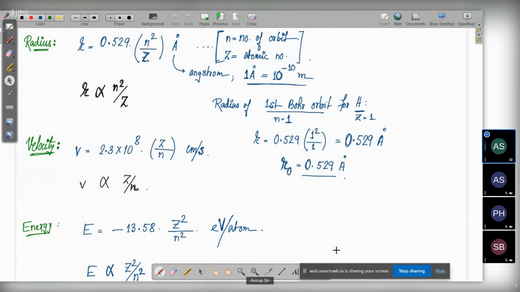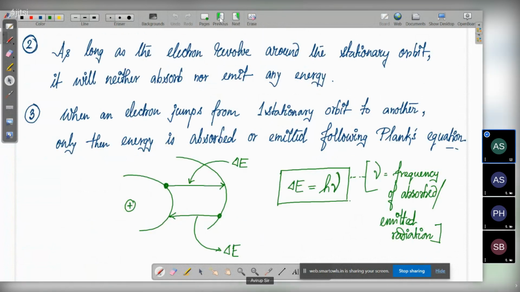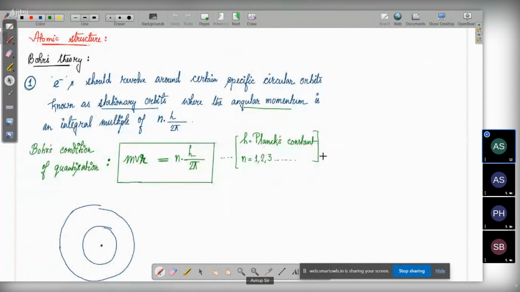So in the previous class, we had learned about Bohr's theory. While doing Bohr's theory, we had come across a term, which is Planck's constant. We had seen this term which is known as Planck's constant. So what does this term indicate? What is this Planck's constant? That we need to see.